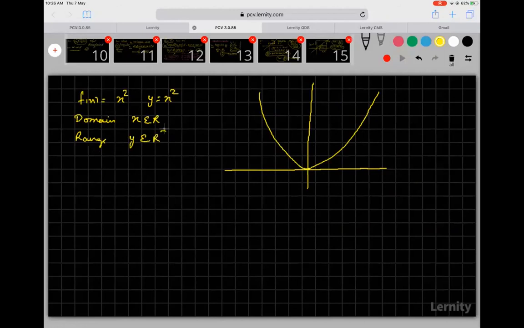Range is the value that y can take for the values of x. Because it is x square, it will be like this. Do you understand that this side will look a mirror image of this side with the y-axis as the mirror? Do you also understand that this is an even function? Even function because f of minus x is equal to f of x.